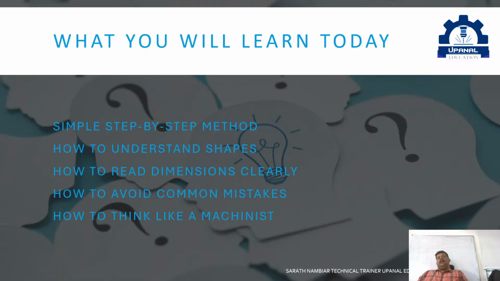Now, today I'm not going to teach any complicated theory. No heavy words, no confusing explanations. I will show you a very simple method, a method you can follow every time for any drawing. First, how to look at the drawing. Then, how to understand the shape. Then, how to slowly read the dimensions without confusion. And finally, how to think like a machinist. Because a machinist does not just see the drawing, he sees the final part and how to make it. That's the mindset we are going to build today.